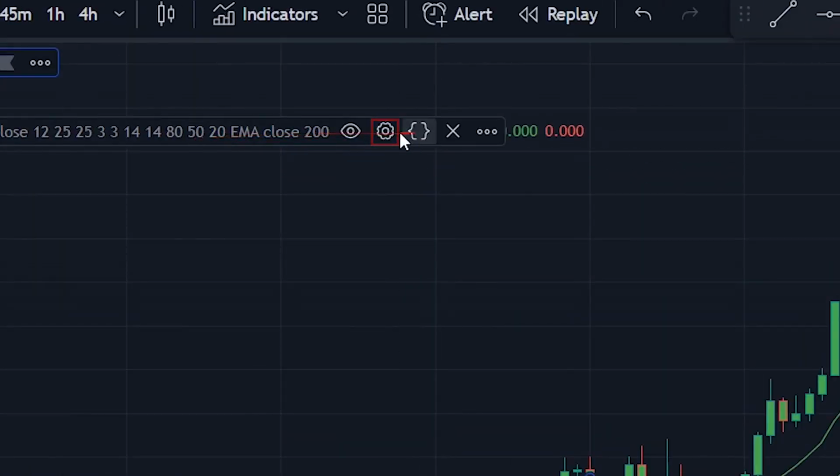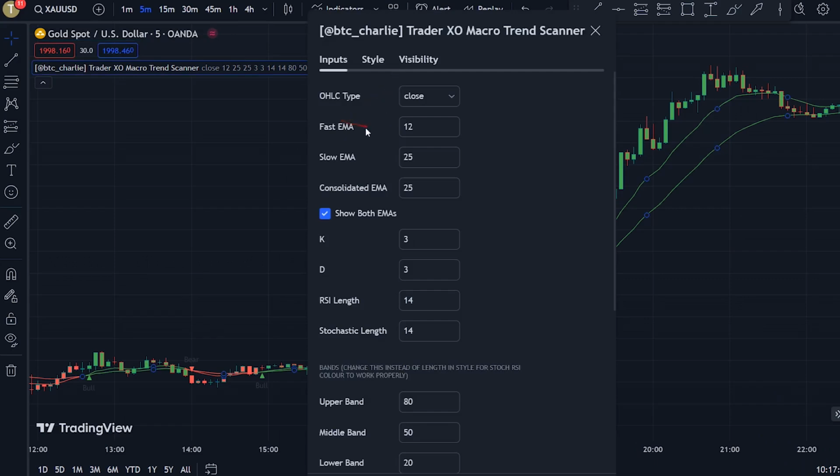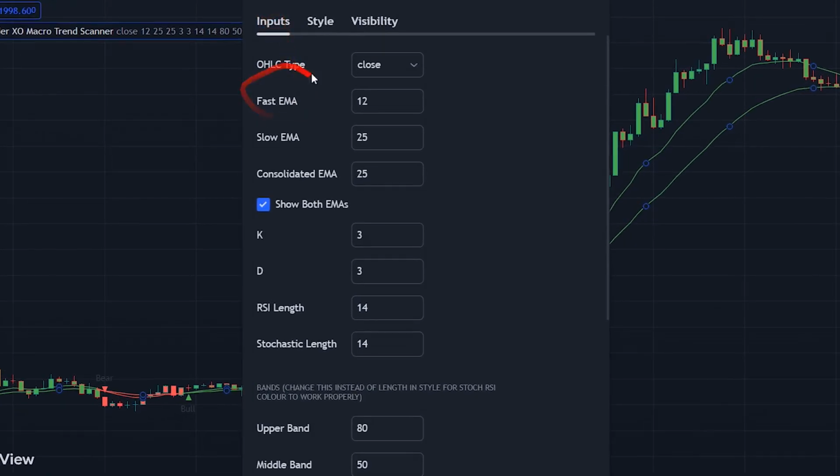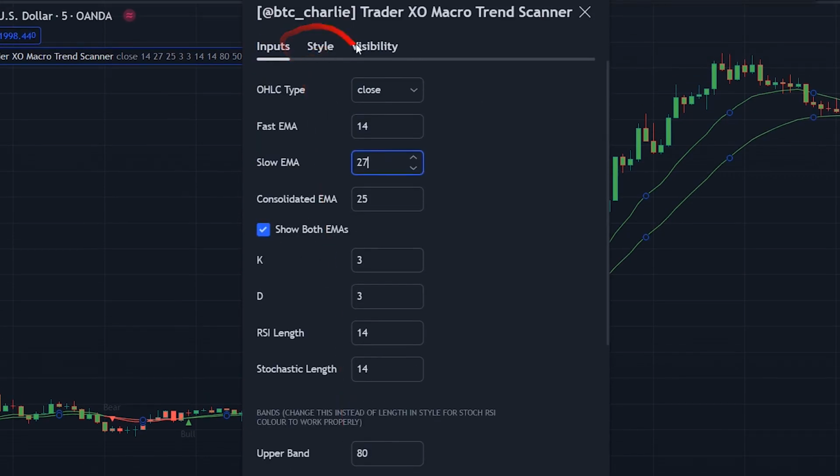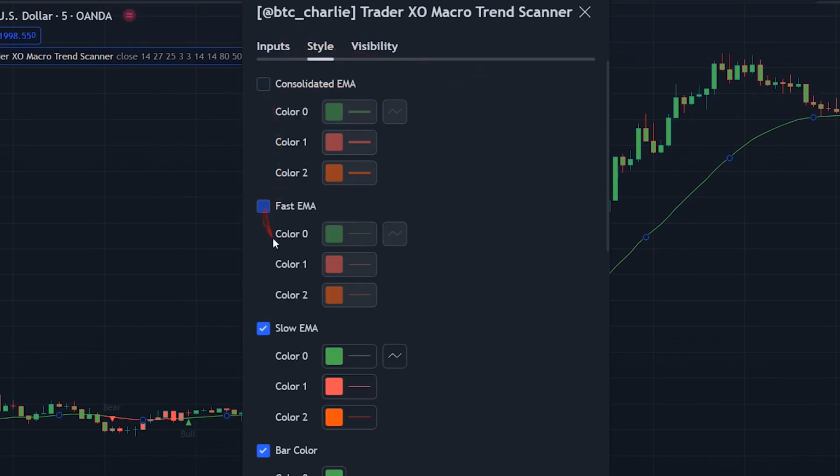Go to its settings. In the Input tab, change the fast EMA to 14 and the slow EMA to 27. Apply the changes in the Style tab as I did.